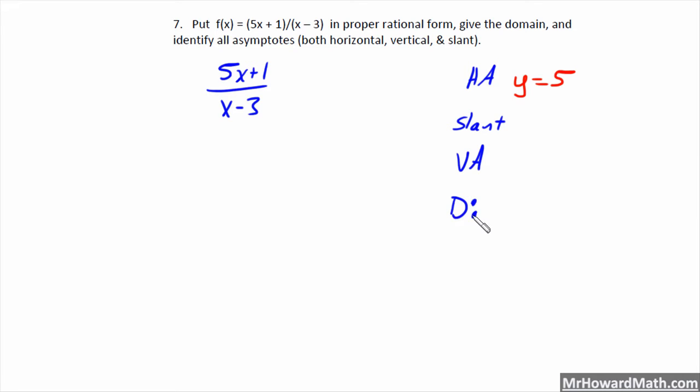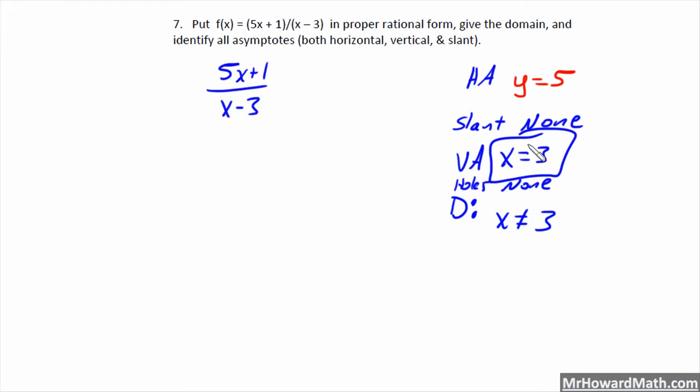So let's list the domain. So slants, none. Vertical asymptotes come from factors in the denominator that do not cancel. So that's a vertical asymptote at x equals 3. No holes. We need to list that. Holes, none. And then domain is x cannot equal 3. You cannot have any x values where you have a vertical asymptote or hole. So domain, it gets excluded from any of the factors in the denominator. You can't have the denominator equal to 0. So that answers everything on problem 7.